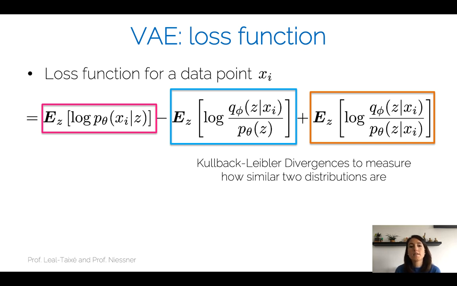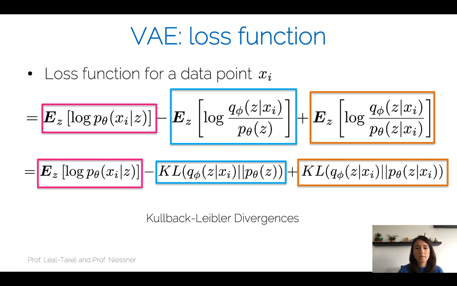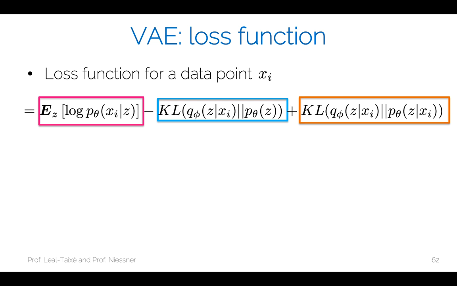It turns out that the second two can be seen as Kullback-Leibler divergences, which measure how similar two distributions are. So we're measuring how similar this distribution is with respect to this distribution, and how similar this distribution is with respect to this distribution. Now remember that phi represented the encoder and theta represented the decoder. So we're going to exchange this expression with Kullback-Leibler divergences just so that we get a cleaner formulation. And now finally, we're going to analyze these terms.